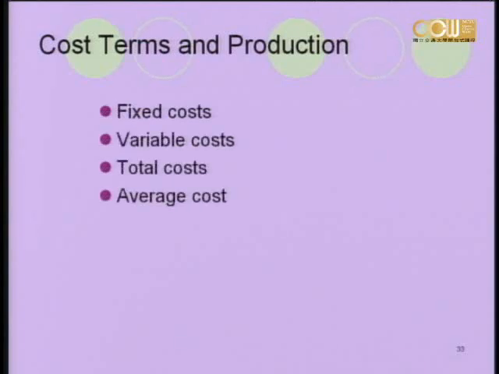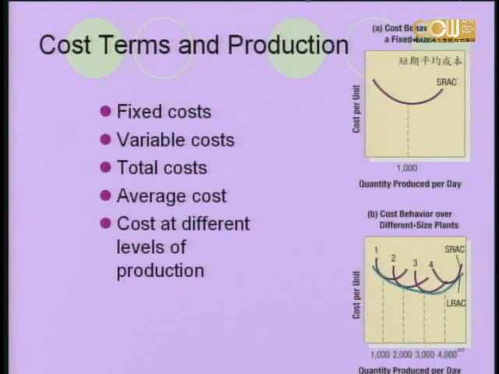I suppose you have this basic training of accounting, all right? So we have fixed cost, variable cost, total cost, average cost, and cost at different levels of production. I think you learn from this economics table, but forget about that. You don't need that. You just need this one in your game, okay?